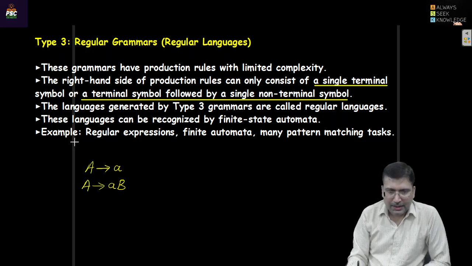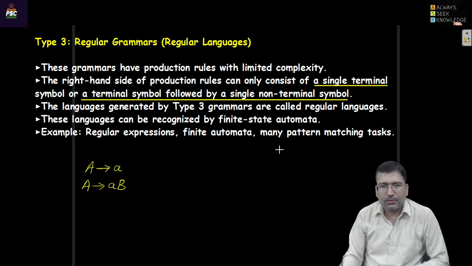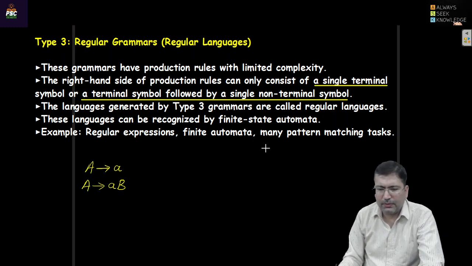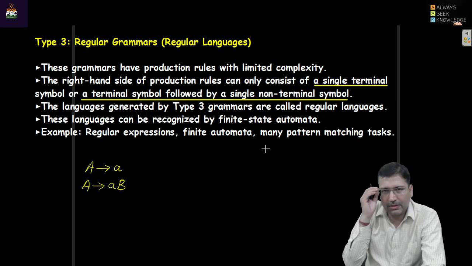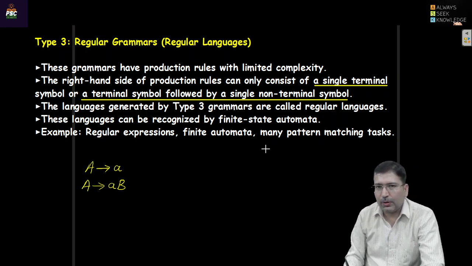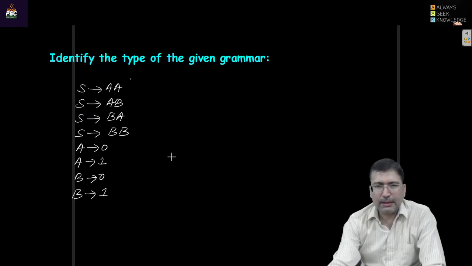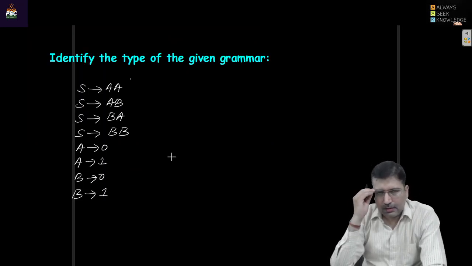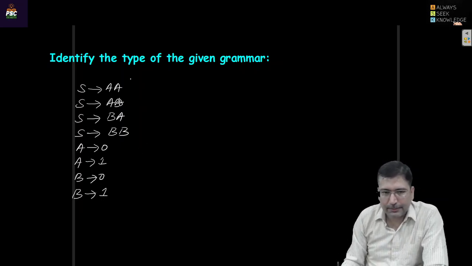Right? Examples: regular expressions, finite automata, or maybe we can use such grammars to do some pattern recognition kind of task. So this is the weakest language. Regular languages are the weakest, and recursively enumerable languages are the most powerful, right? Okay, so let's understand the type of the given grammar based on the previous discussion.